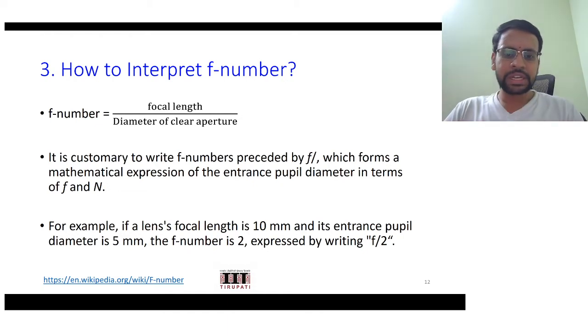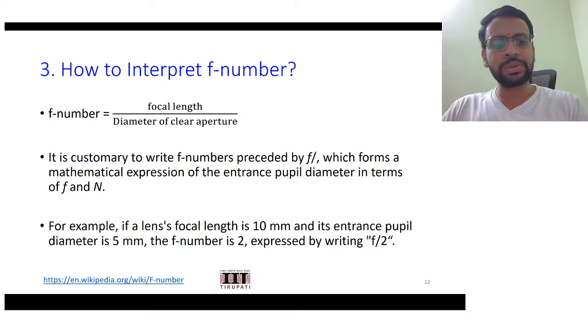For example, take an example here to make things much clearer. Assume that a lens has a focal length of 10 mm, and the diameter is 5 mm, then your f number is 2. So that you would express as writing f by 2, okay.